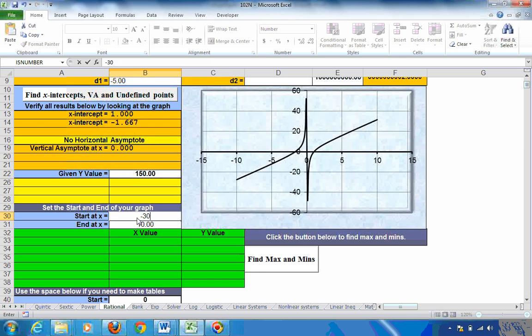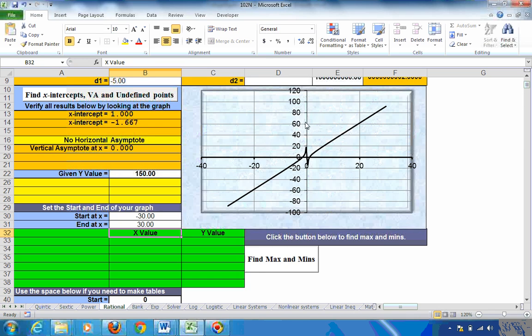Let's go negative 30 to 30, and you can see that here's your little blip where your asymptote is. It actually goes to infinity right there on both sides. There's an x-intercept here and an x-intercept there, and that's the look at that graph.